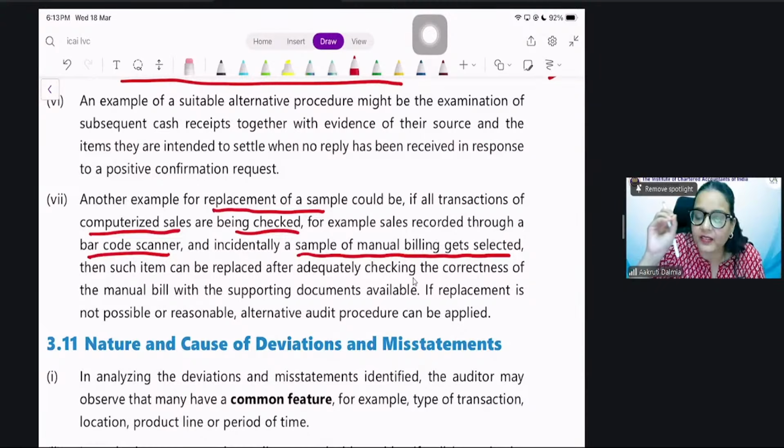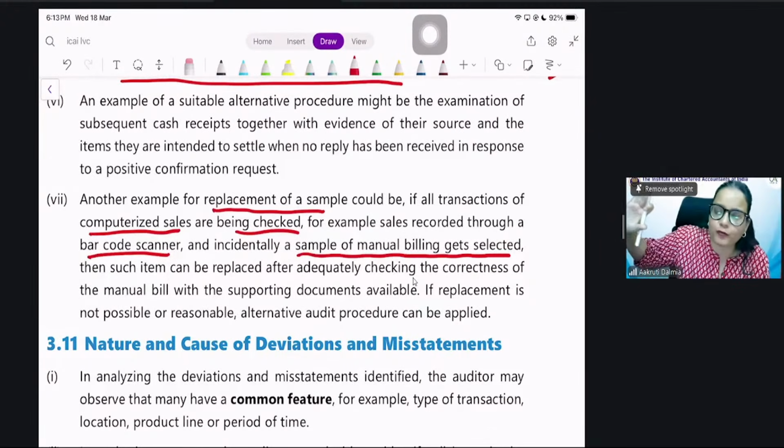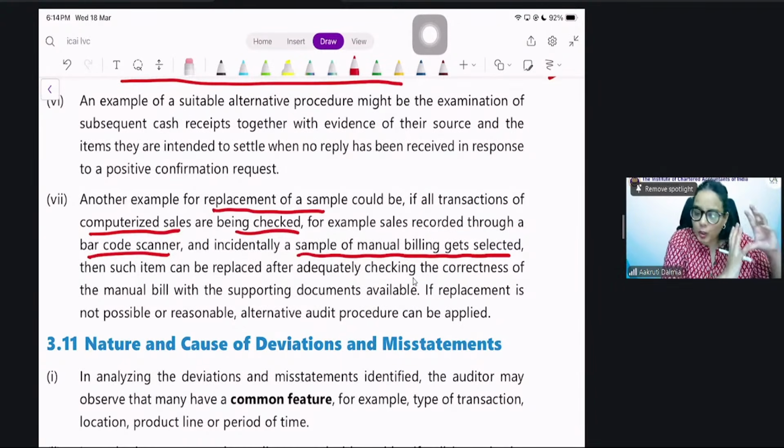So if in that I select a bill number which was actually a manual bill, will we count it in our verification? No, we'll do verification for it separately. But will it be part of verification of computerized transactions? No. So find a replacement item. So these are some examples that have been given to you. So that's it. Simple. If it's a normal case, perform the audit procedure. If the procedure is not applicable, replace the sample. If the procedure cannot be performed, treat it as a misstatement or deviation and perform alternative audit procedures to find substantive evidence.